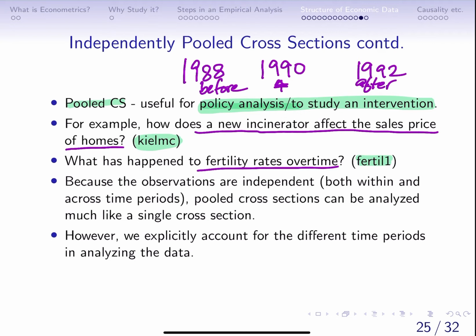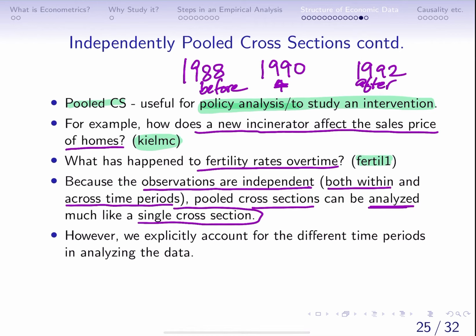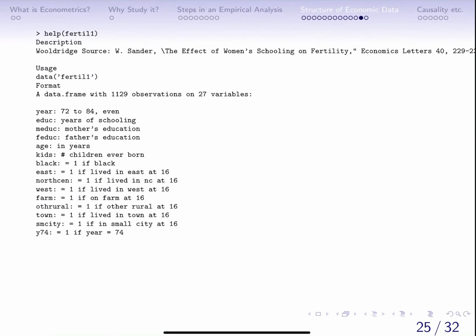Since these observations in a pooled cross-section are independent, both within the cross-section, whether the unit is households, families, or states, and also across time periods, pooled cross-sections can be treated or analyzed much like a single cross-section, which makes it really easy for us. But we can account for the differences that might occur in different time periods. So let's take a look at what this might look like.